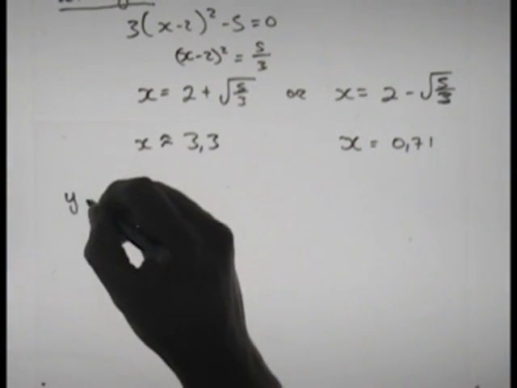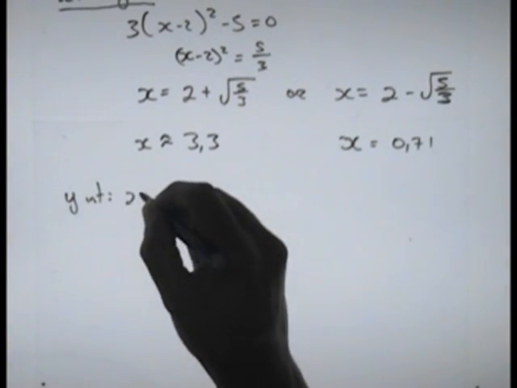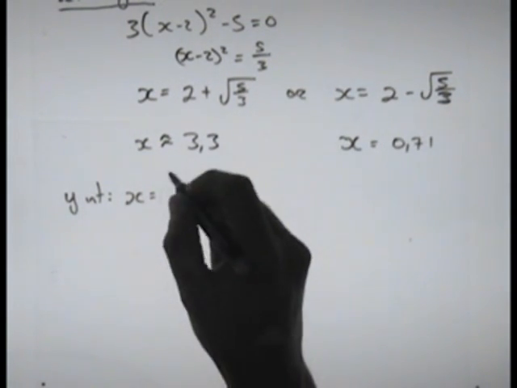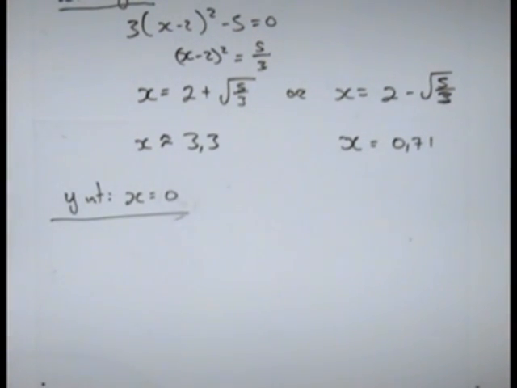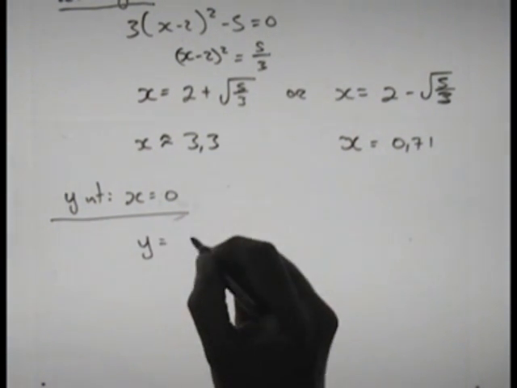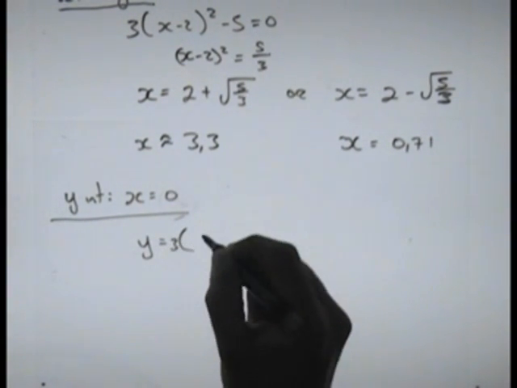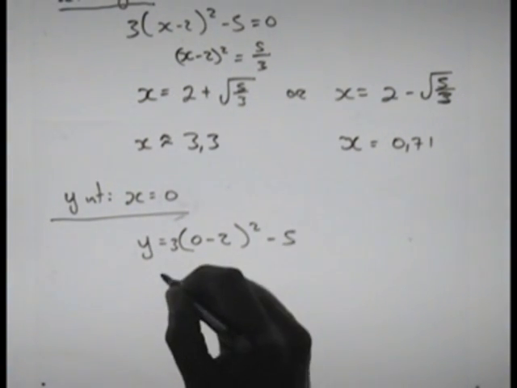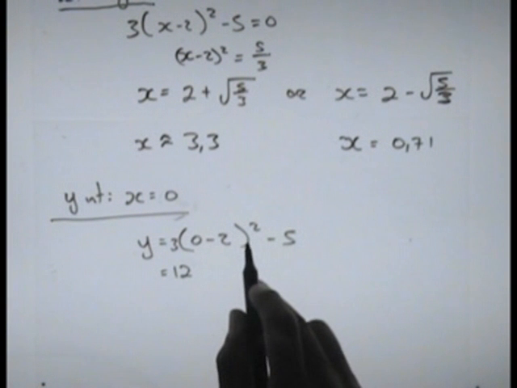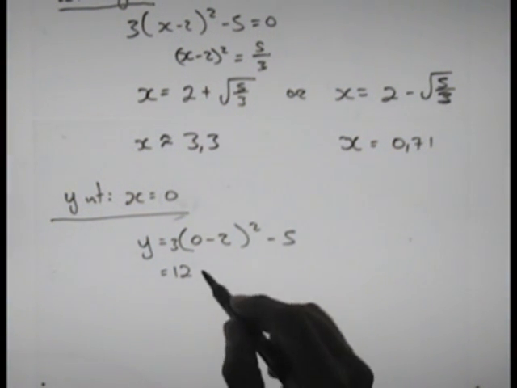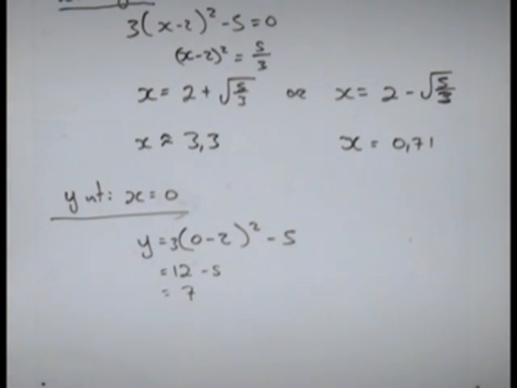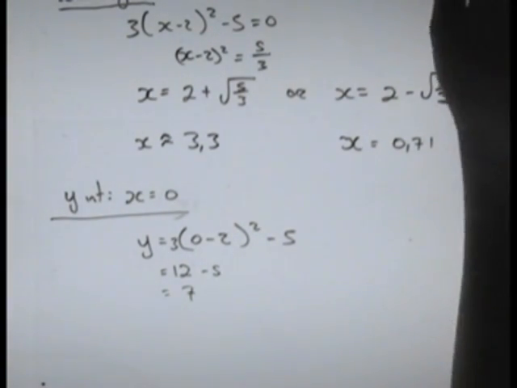Step 4, I look for my y-intercepts. My y-intercepts happen when x is equal to 0. Making a lot of mistakes today. That means that y is equal to 3 times (0 minus 2) squared minus 5. 2 squared is 4, times 3 is 12, minus 5, which is equal to 7. That's my y-intercept. Let us do a quick recap of that before I move on.